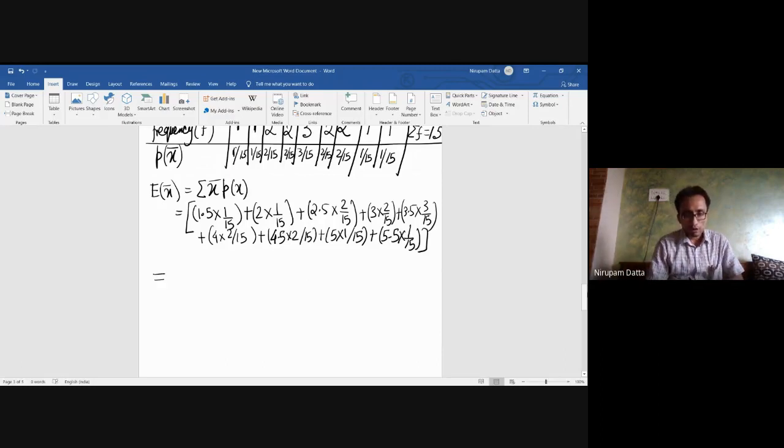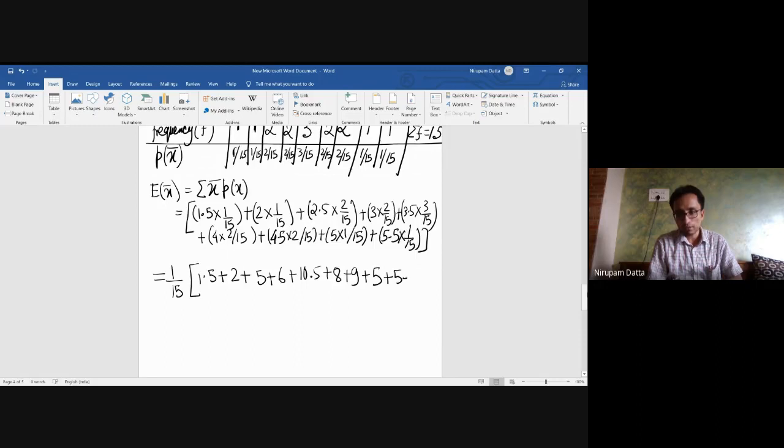Now 1 by 15 is a common term, so we take this out. So here it is 1.5 plus 2 into 1, 2, plus 2.5 into 2, 5, plus 3 into 2, 6, plus 3.5 into 3, that is 10.5, plus 4 into 2, 8, plus 4.5 into 2, 9, plus 5 into 1, 5, plus 5.5 into 1, that is 5.5.